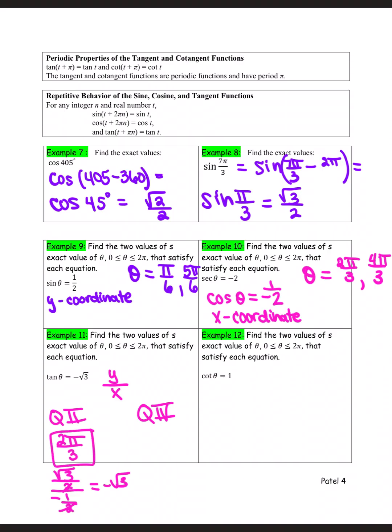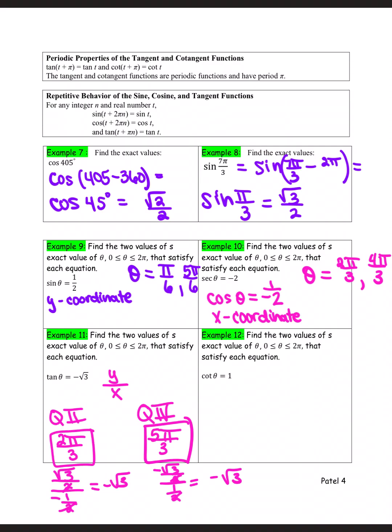And my other solution is in quadrant 4, which is 5 pi over 3, and we're going to double check 5 pi over 3 as well. So for 5 pi over 3, x is 1/2, y is negative square root of 3 over 2. So when I do y over x, I get negative square root of 3 over 2 divided by 1/2. Notice the 2's cancel out, giving me negative square root of 3. So I know 5 pi over 3 is my other solution.